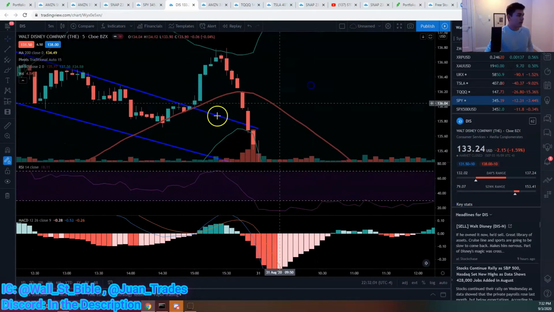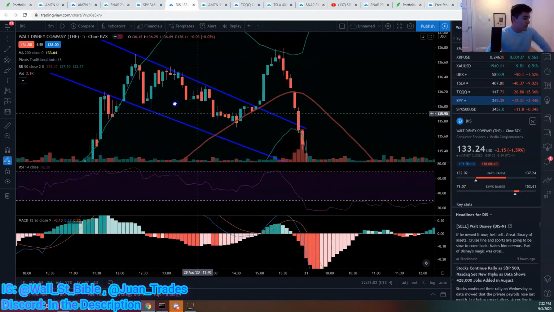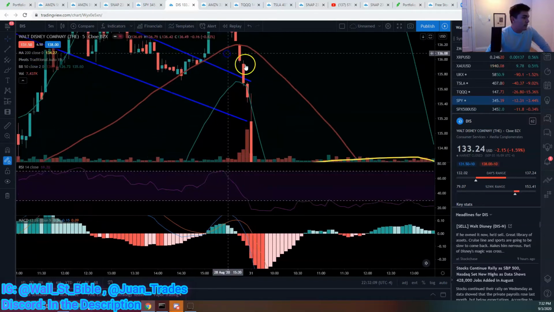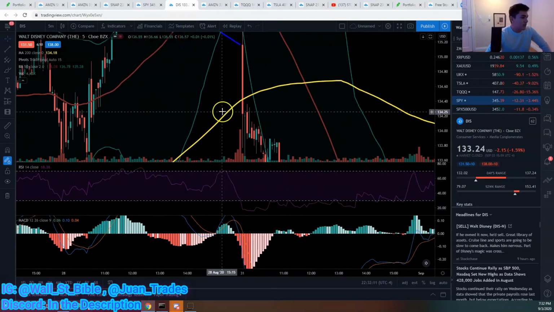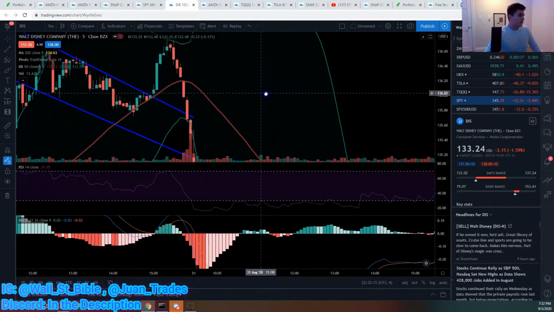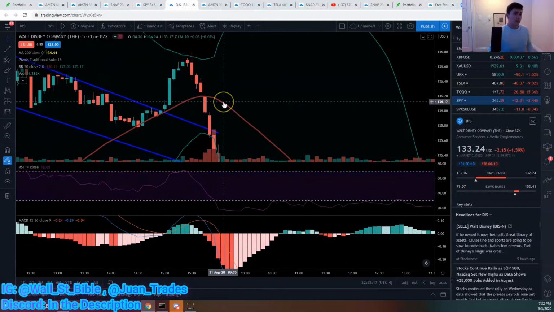So here we see Disney, we see a break here. 5 minutes right off the 50-day moving average. And this is the 50-day moving average. This yellow line is the 200-day moving average. But here we see a break. Now this is important because it signals to us as investors that, okay, the trend has been broken. The bull flag has been broken.